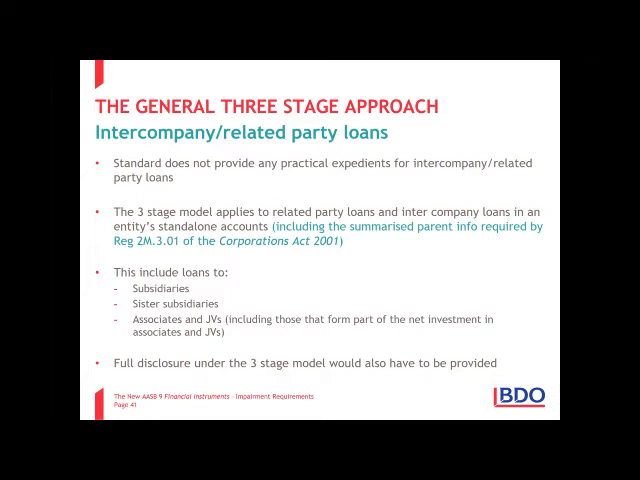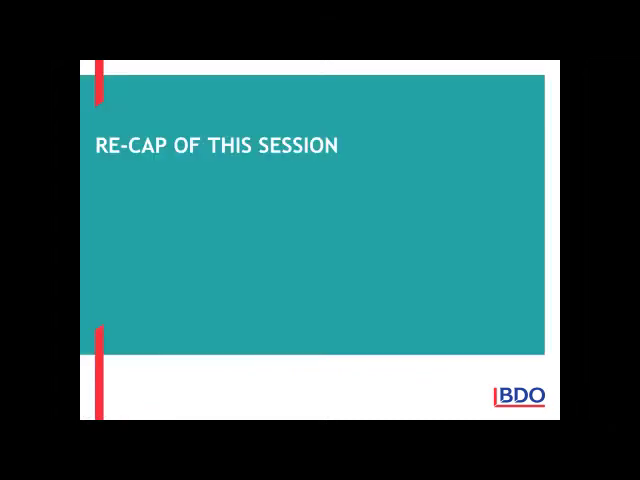So we're talking here about loans that you've provided to subsidiaries, sister subsidiaries, associates and joint arrangements, and you need full disclosure of the three-stage model. So this is a very important thing. This simplified approach only applies to trade receivables and not intercompany loans, not related party loans.